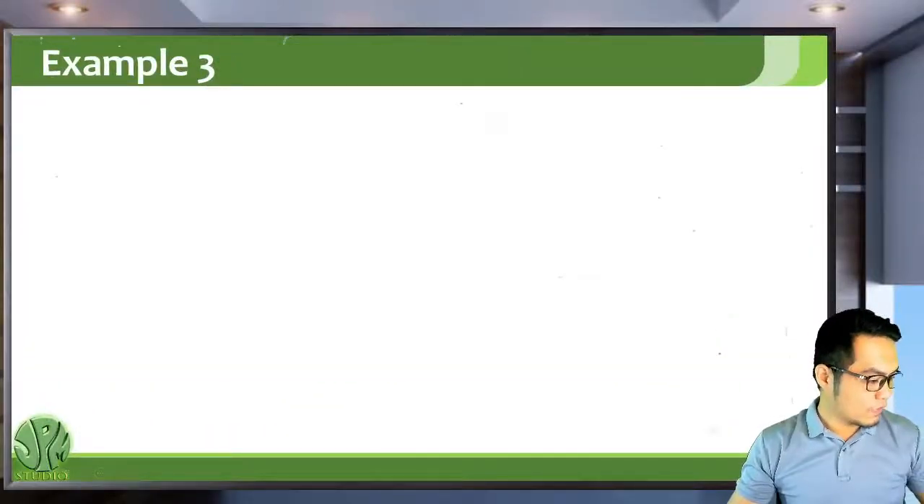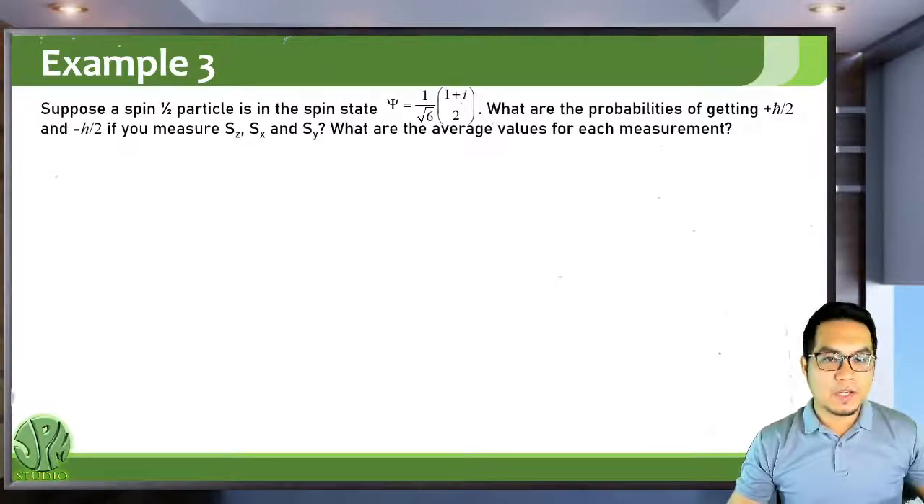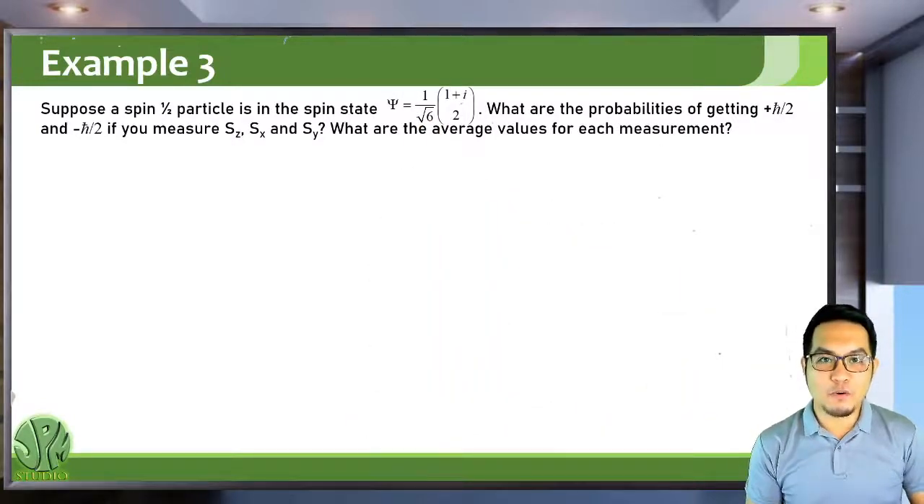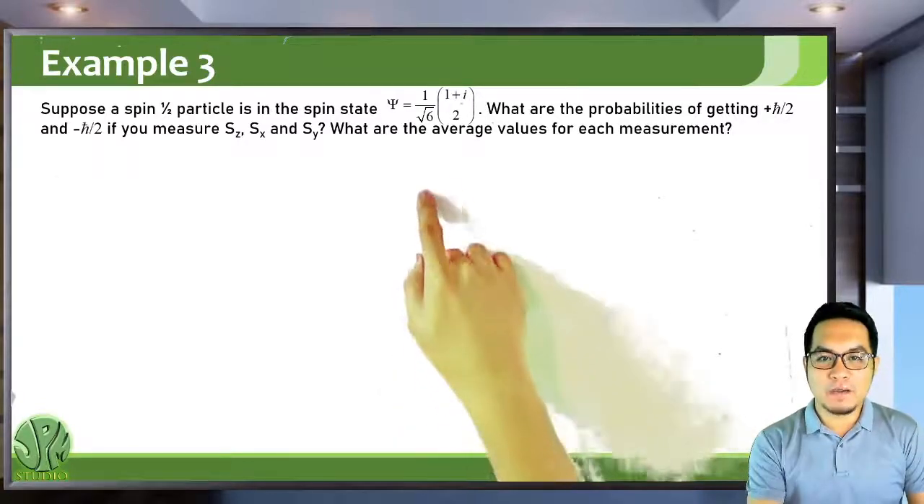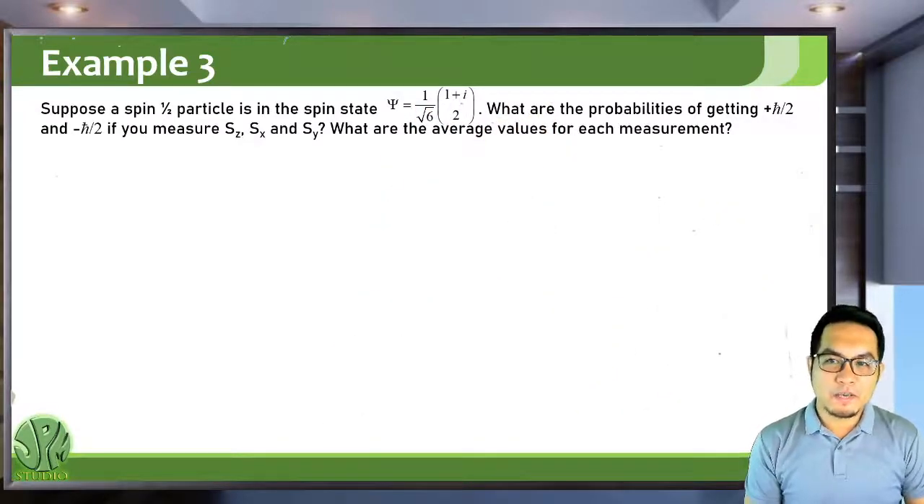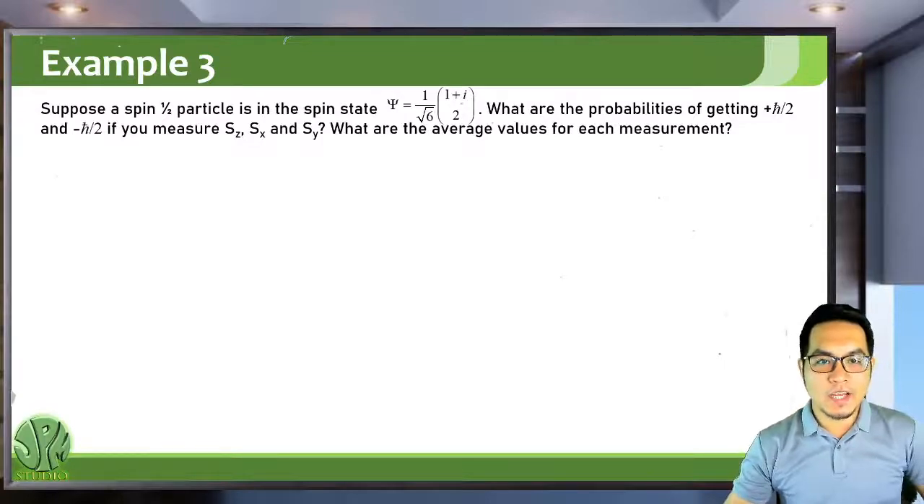So example number 3. Suppose a spin 1/2 particle is in the spin state. So this is a spin state. This is not an orbital state. It's a spin angular momentum state. You can always assume that the orbital angular momentum is 0. So what are the probabilities of getting plus h bar over 2 and negative h bar over 2 if you measure Sx, Sy, and Sz? So we already have the equations from the previous problems.